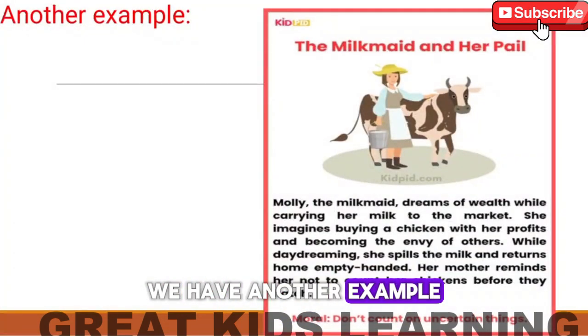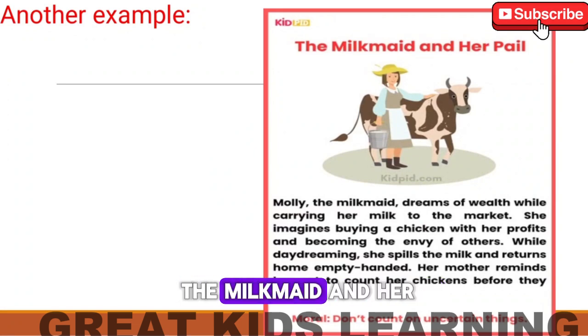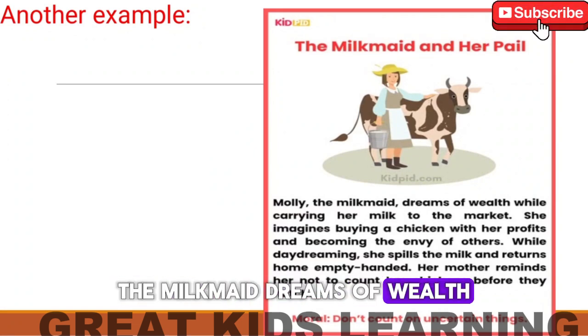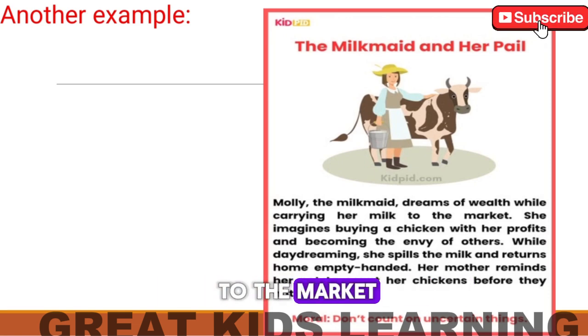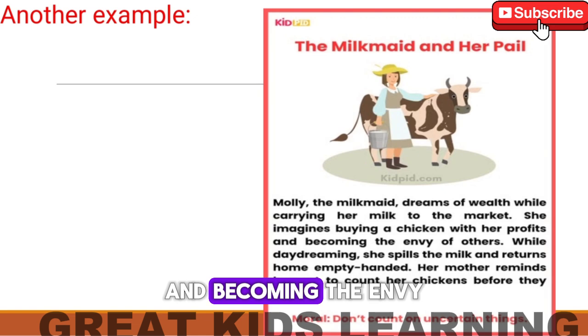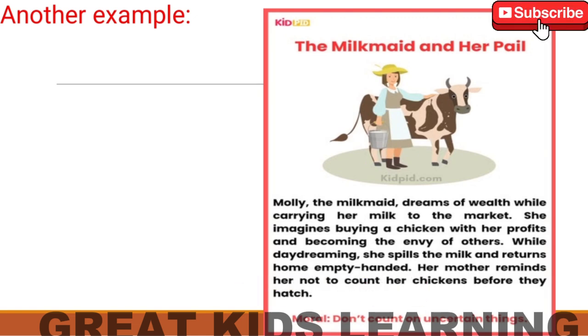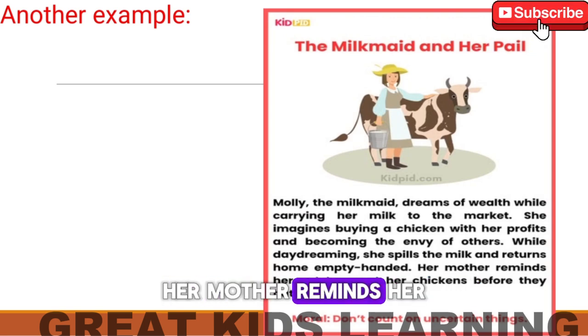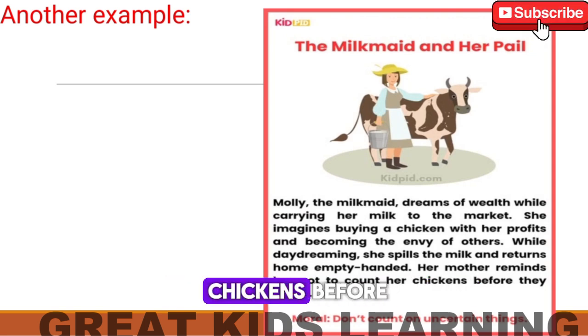We have another example. The milkmaid and her pail. Molly the milkmaid dreams of wealth while carrying her milk to the market. She imagines buying a chicken with her profits and becoming the envy of others. While daydreaming, she spills the milk and returns home empty-handed. Her mother reminds her not to count her chickens before they hatch.